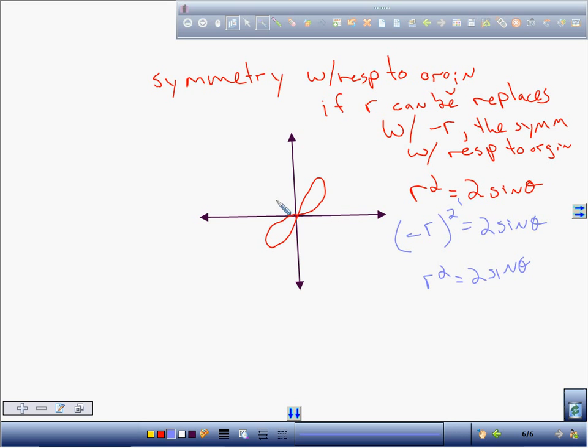Why the 2 sine theta? It says here that it's sine 2. Oh, I just made one up. I did. Right.